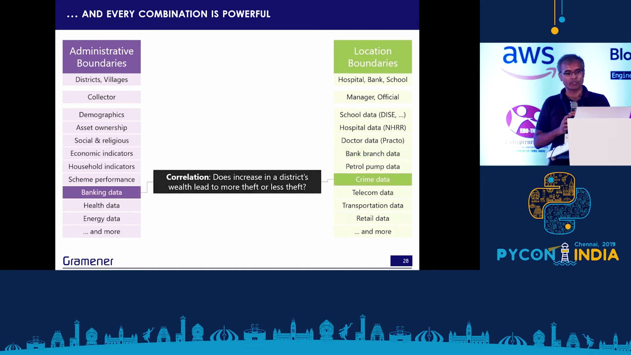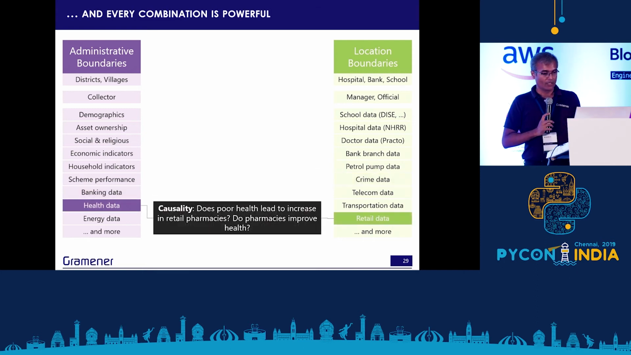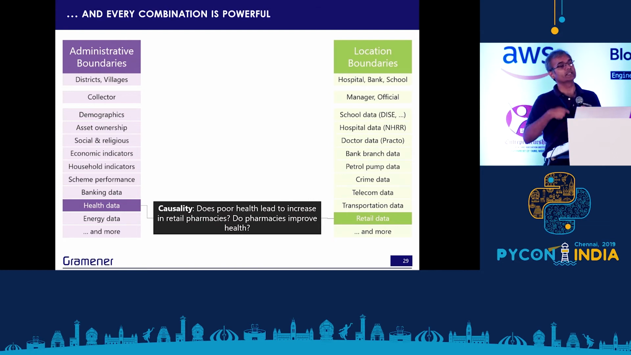We could find out whether increasing a district's wealth leads to more theft. That means people get richer, so does that lead to an increase in crime? Or does it lead to less theft because the people are richer and therefore don't need to steal? And these are data sets that are available and can be joined. Similarly with health data: does poor health lead to an increase in the number of pharmacies set up in that region because the pharmacies can sell more? Vice versa, if you actually set up more pharmacies, does that have a positive impact on the people's health in that particular region?